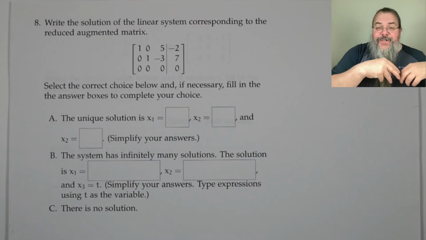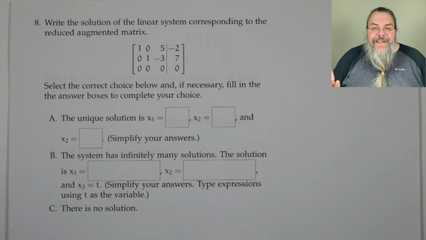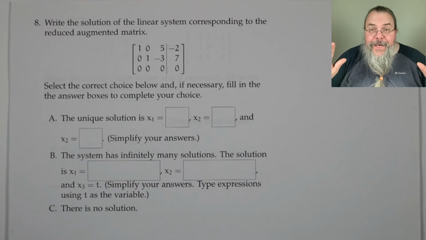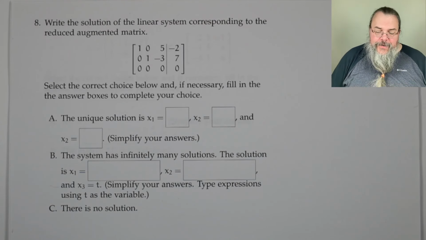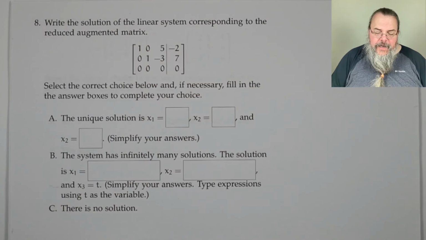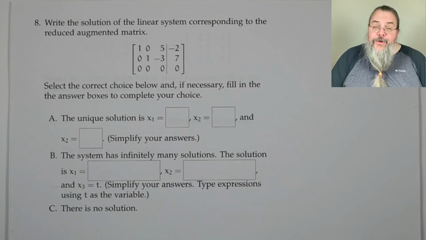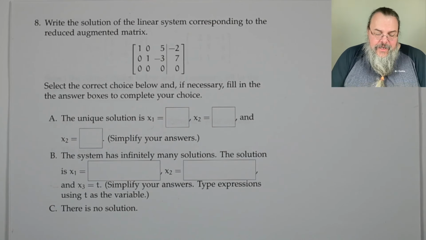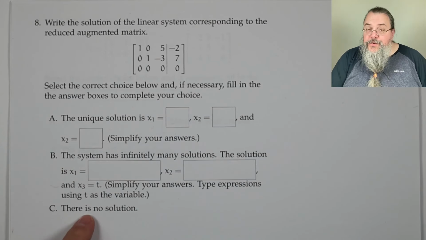So we just did a couple of questions on financial math. This is a stroll down memory lane. And now we're getting to matrices again. Okay, so write the solution of the linear system corresponding to the reduced augmented matrix. See that line there? That says it's an augmented matrix. Select the correct choice below and, if necessary, fill in the answer boxes to complete your choice. Okay, so there's a unique solution, there's infinitely many solutions, and there's no solution.